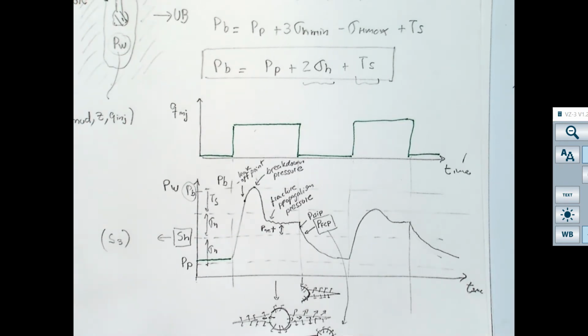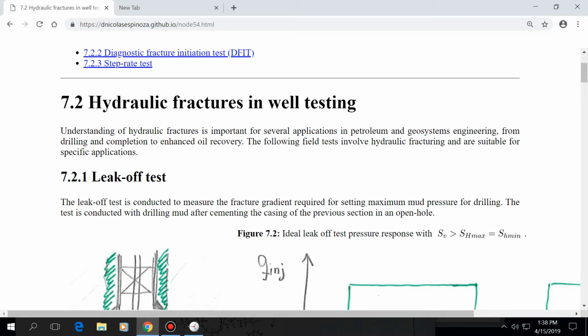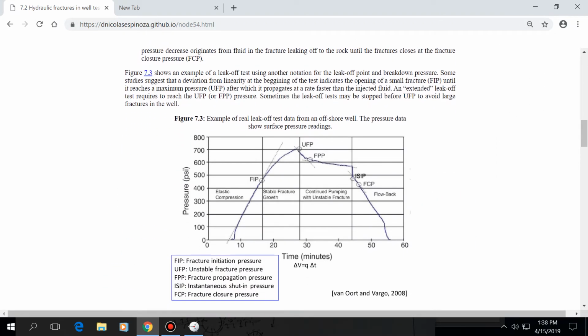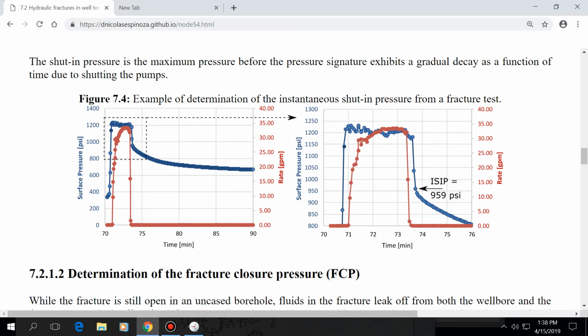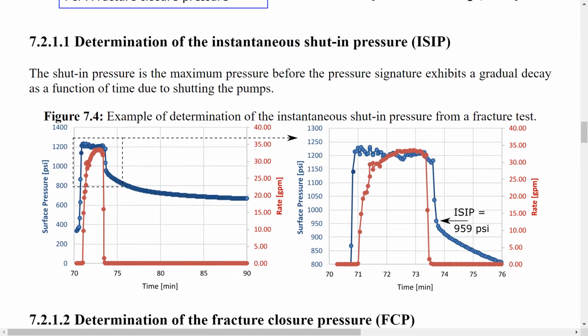So let me show you that case of fracture closure pressure, because you're going to have to solve a problem related to that. This is the same thing that I just showed before, and this is the example that I was mentioning. So this is a real injection test. You have the rate in red and the pressure in blue, okay? In this case, they start to inject, they reach more or less a constant rate, and you see that they reach right away the fracture propagation pressure.